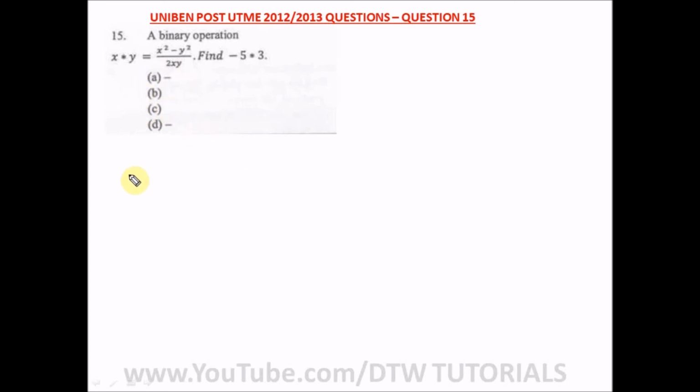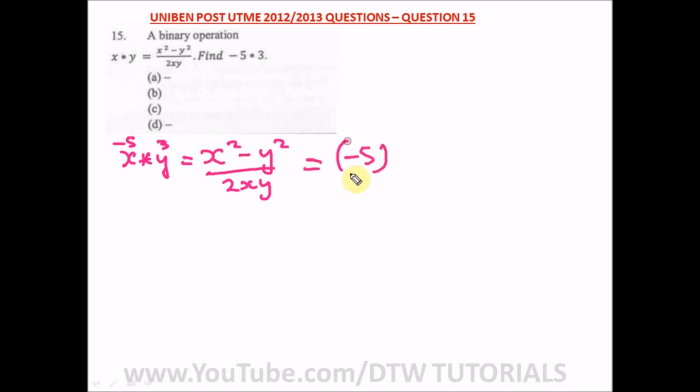All right, so we have here x star y equal to x squared minus y squared divided by 2xy. Okay, find minus 5 star 3. So we're going to put in the value of x as minus 5, and the value of y as 3. Okay, so what do we have here? We have minus 5 all squared minus 3 all squared divided by 2 times minus 5 times 3.